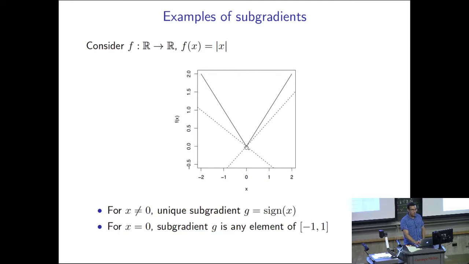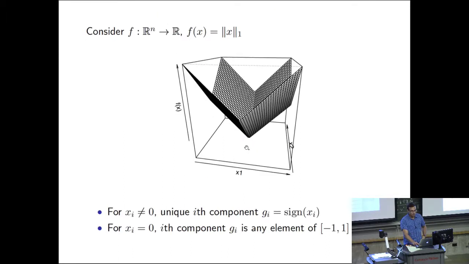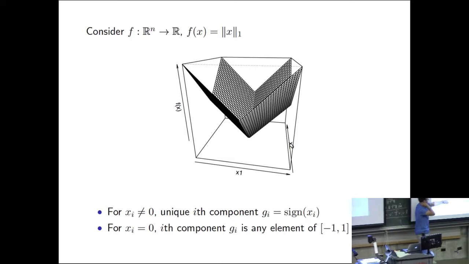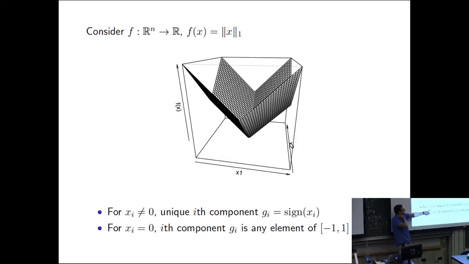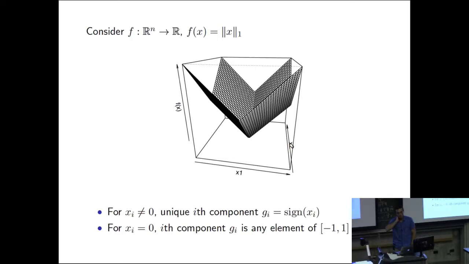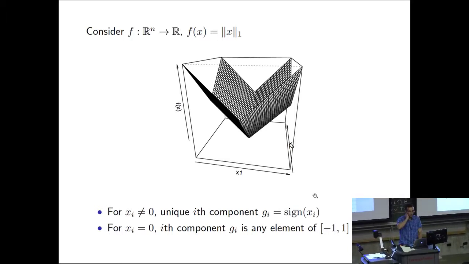And if it is 0, then it's anything between -1 and 1. The same story here applied component-wise. Right? So we're going to have the ith component is unique if the ith component of x is not 0, and it's the sign of xi. And otherwise, it's anything in between -1 and 1. Okay, so these give us all of the subgradients then, any g's that satisfy these properties.